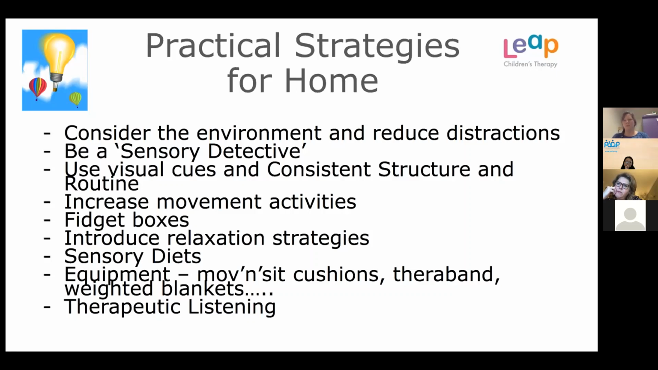I know you're not going to know all the details, but just try and think about your child's behaviours and be a bit of a sensory detective. Think, okay, what senses do you think are contributing to this?